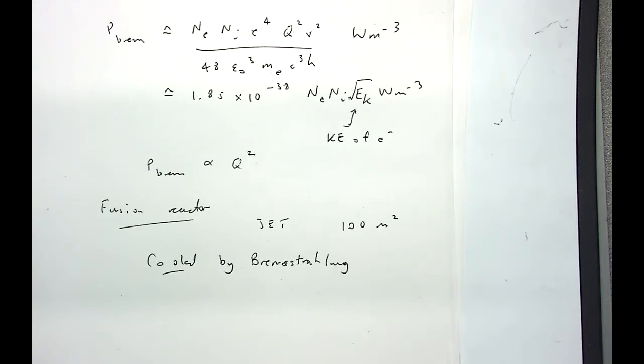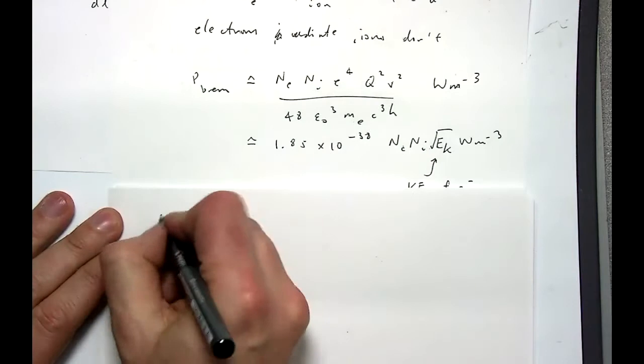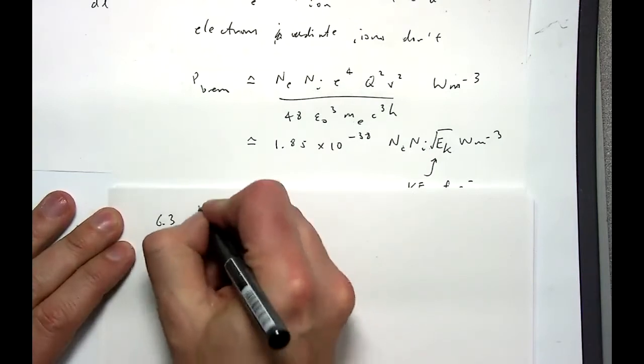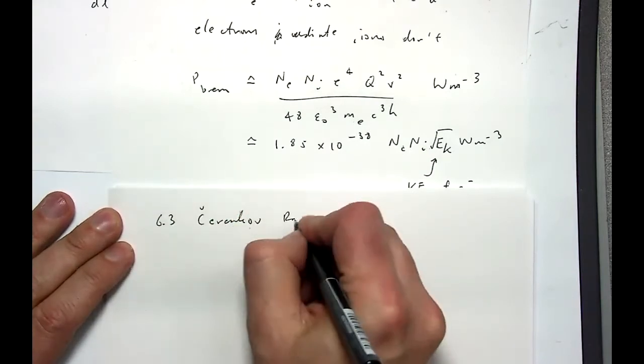Now, all the way along, we had this basic idea of radiation being caused by acceleration. And that's generally speaking true. But there is a particular situation where it isn't, and this is Cherenkov radiation. So we should look at that.